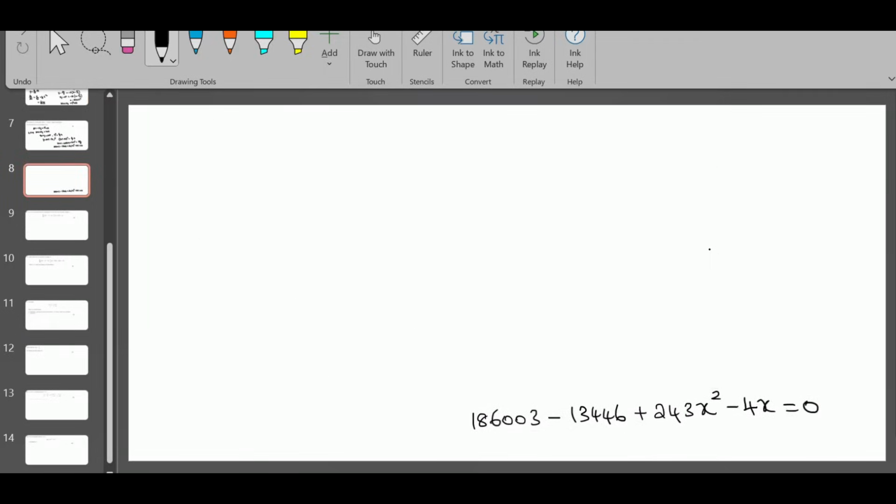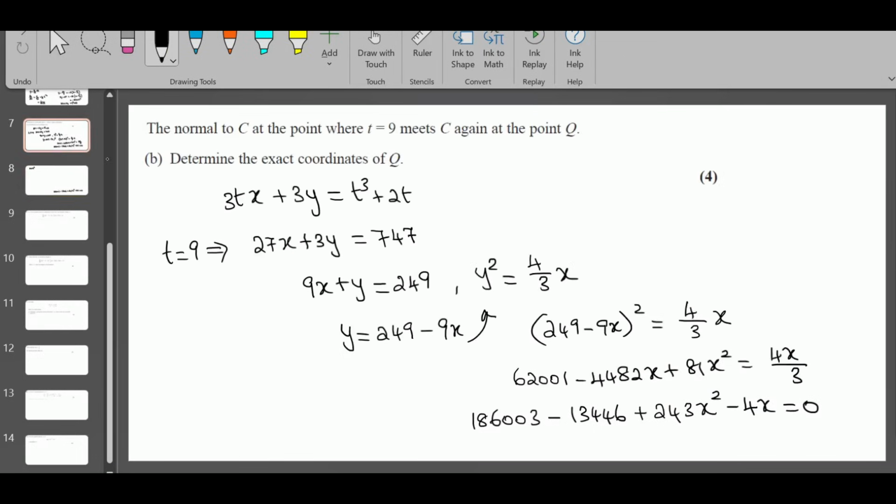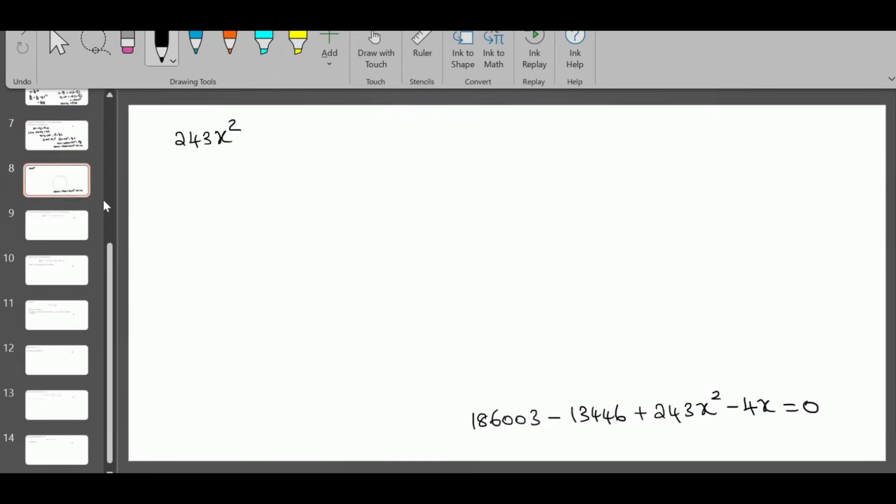Okay, we have this equation. I'm going to write it in the standard form. 243x squared. There are two x terms, these two. Wait, there was an x here. Actually, I missed out x. There was an x here, so these two are the x terms. So it's going to be minus 13450x plus 186003 is equal to 0.